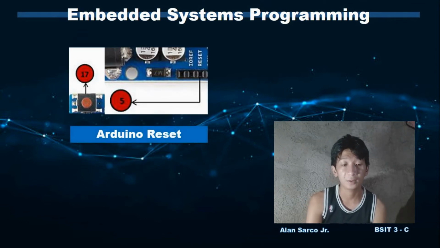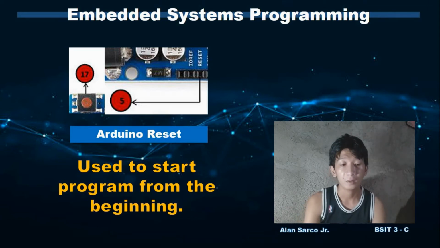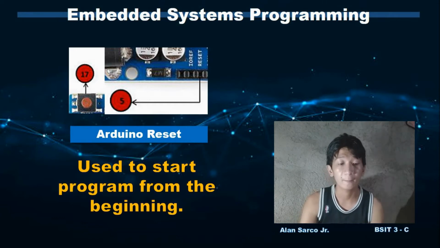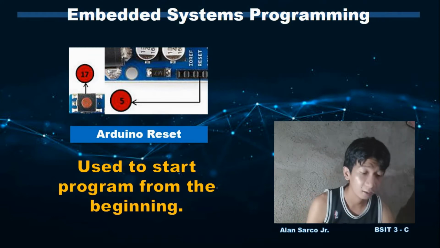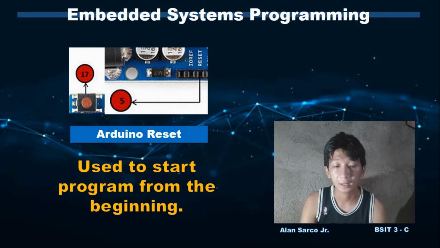Number 5 is the Arduino Reset. As you can see in numbers 5 and 17, it is used to start the program from the beginning. You can reset the Arduino UNO board in two ways. First, by using the reset button, number 17 on the board. Second, you can connect an external reset button to the pin labeled reset, as you can see in number 5.